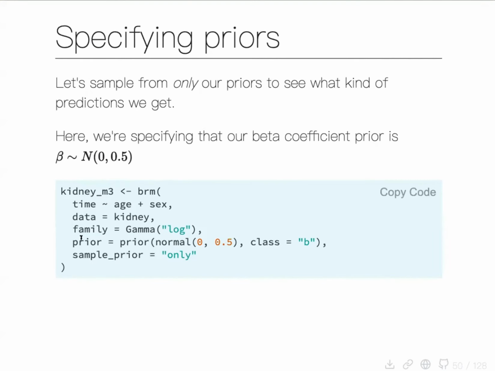But I just want to mention, so here we say prior, we're going to put a prior with a normal distribution, mean of 0 and a standard deviation of 0.5. And then I specify class equals B. Okay, so I'm specifying this same normal distribution prior for all of the betas, right? So basically for age and sex, okay? So this seems like a pretty tight prior, right? A mean of 0 and a standard deviation of 0.5.